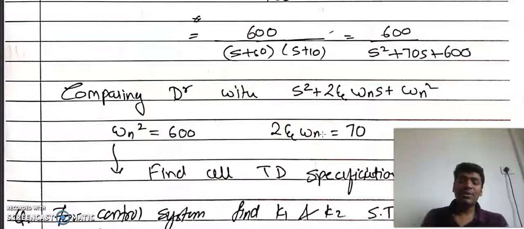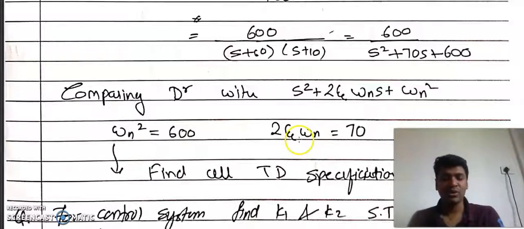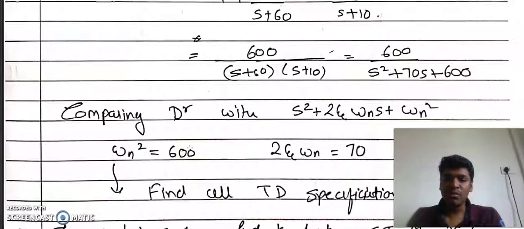So once you get the value of omega n and zeta, then you can find out the value of omega d, tp, tr, ts, Mp and all the time domain specifications. All the parameters you can find out. So this is your homework. You just have to solve this problem completely. So this was the problem on your time domain specifications.